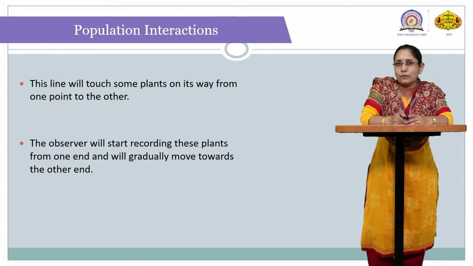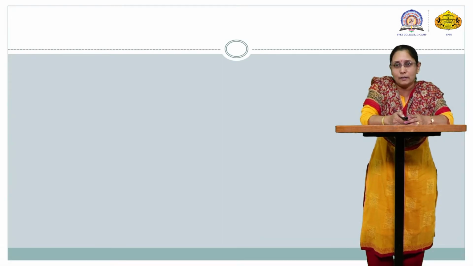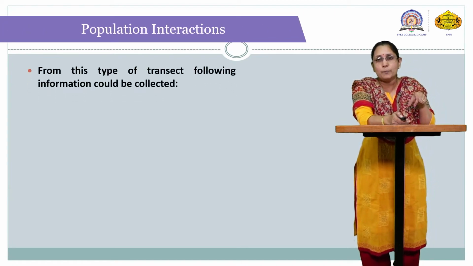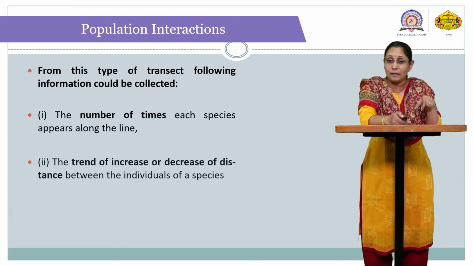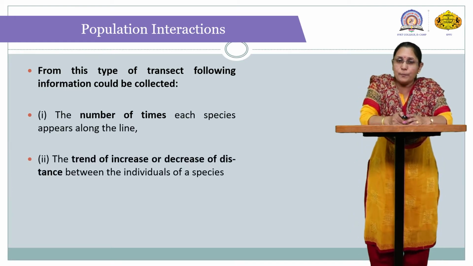Then what will the observer do? The observer will start recording these plants from one end and will gradually move towards the other end. This is how, from one end towards the other, this particular vegetation will be analyzed with the help of the line transect. From this type of transect, the following information can be collected.